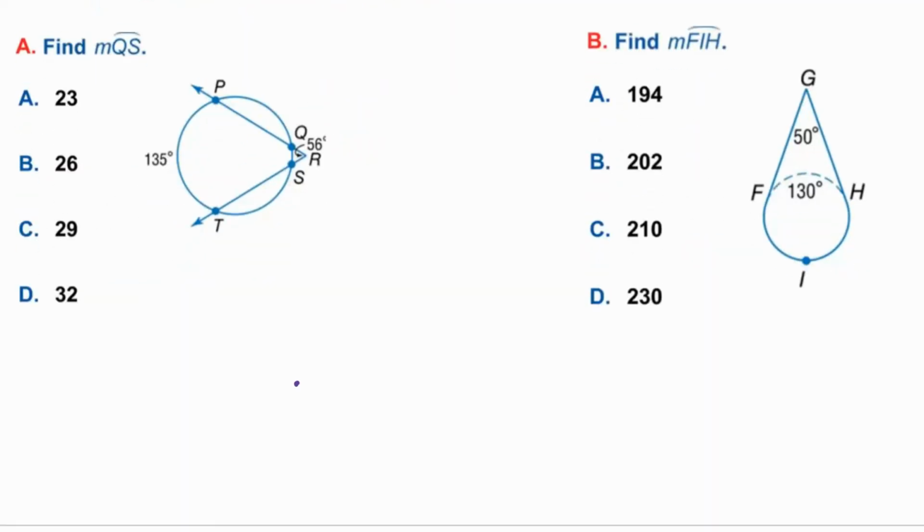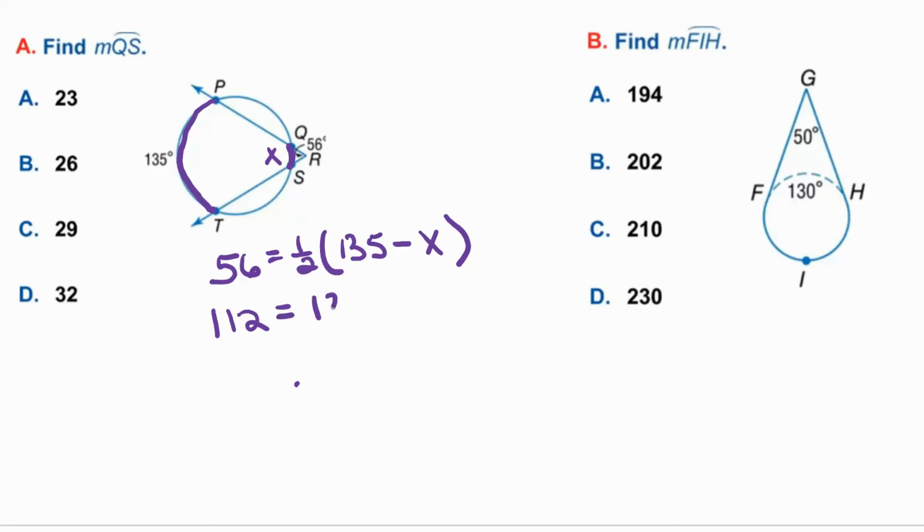Problem A, I want to find the measure of arc QS, we'll call that X. I'm given the measure of arc PT and the measure of angle R. So 56 equals 1/2. The one that's furthest away is 135 degrees minus the closest one. Multiply both sides by 2. 112 equals 135 minus X. Solving for X, I have X equals 23 degrees.